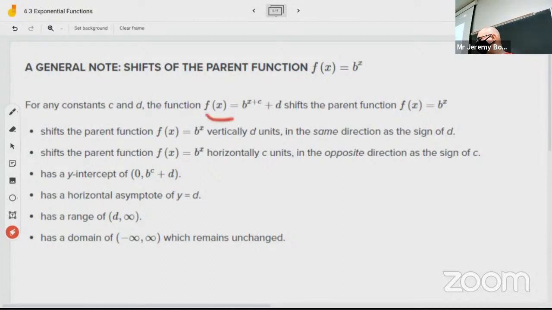So what you can have are all these different things that are happening. You have f of x is equal to b to the x plus c, and then that plus d. And so we're going to talk about what that will do to the base function. They call it the parent function of the exponential function. So the d is going to shift it vertically, and it's going to be the same direction as the sign of d. So if d is positive, it's going to shift it up d units. If d is negative, it's going to shift it down d units.